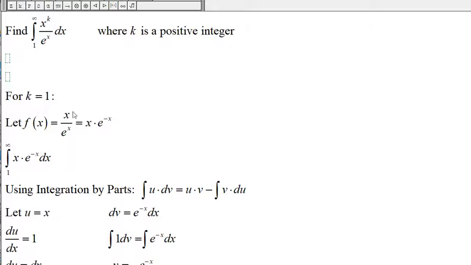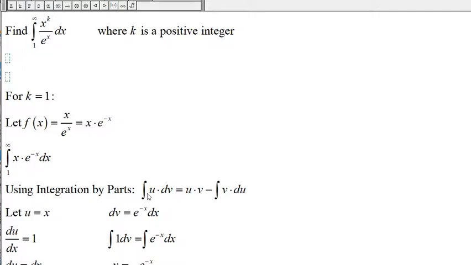So if k is 1, then the integrand will be x to the first divided by e to the x, which can be rewritten as x times e to the negative x. And so we end up with the integral of x times e to the negative x. And to find this integral, we use integration by parts.